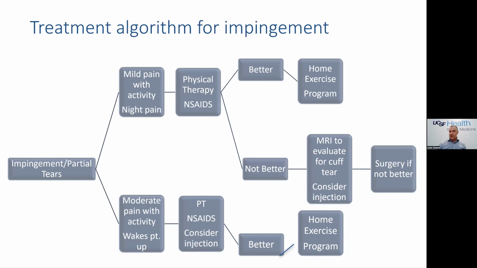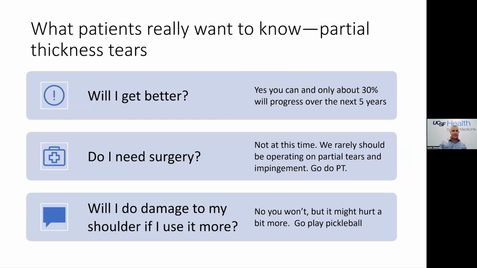I'll do physical therapy and anti-inflammatories, and I'll consider a single injection at that time in the subacromial space to just get them accelerated on that path to recovery a little bit faster. Most of the times, patients will get better at that point, and they'll transition to a home exercise program. If not, again, they'll get an MRI to evaluate for any significant full-thickness rotator cuff tears.